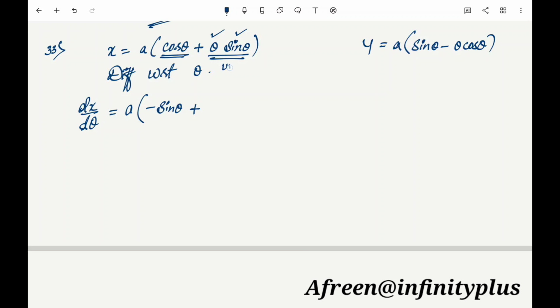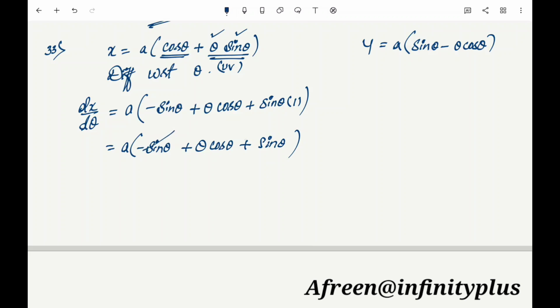So here you have to use product rule, that is UV rule here. So if you are applying the product rule, theta will be as it is and differentiation of sin theta is cos theta, plus sin theta will remain as it is, differentiation of theta is 1. So this can be written as a into minus sin theta plus theta into cos theta plus sin theta. Here you can observe that minus sin theta will get cancelled with plus sin theta and you will get a theta cos theta. Now your dx by d theta becomes a theta cos theta.